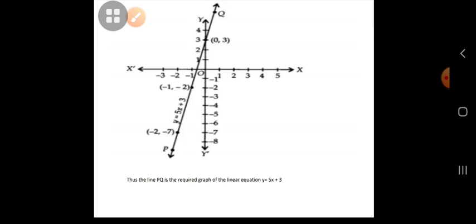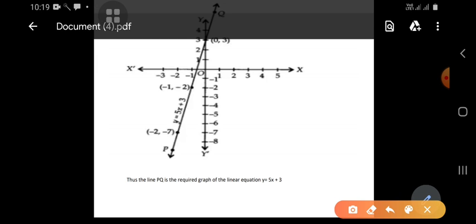So just write one line. Thus the line PQ is the required graph of the linear equation y is equal to 5x plus 3.